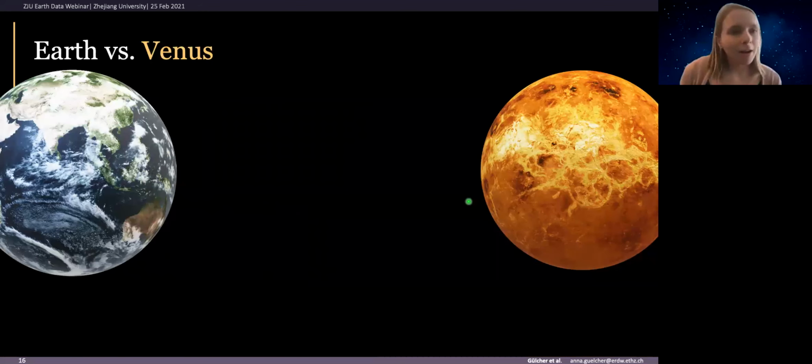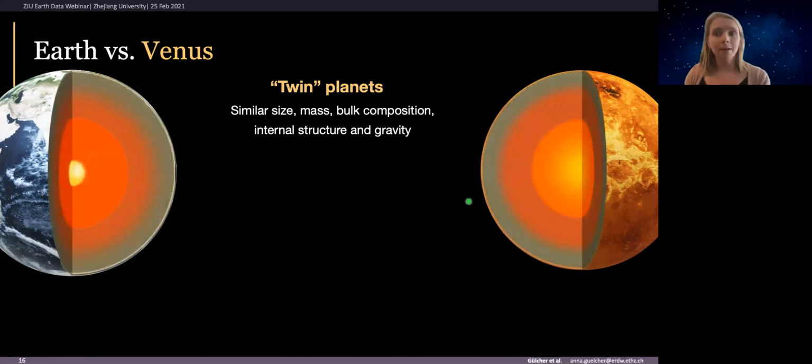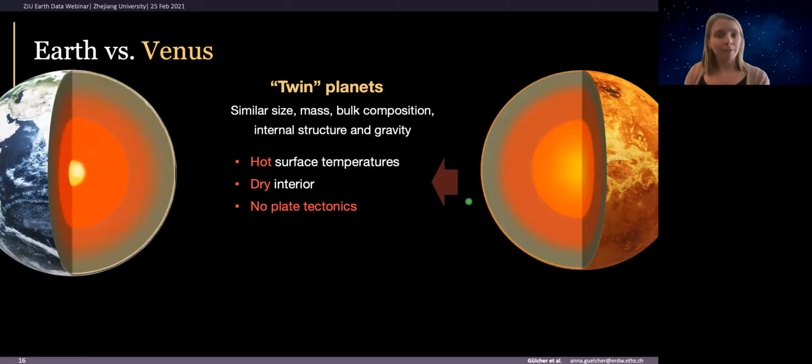So I will talk a little bit about what the data of these various missions revealed. And the first thing that they revealed is that in many ways, Earth and Venus are very similar. They are often called twin planets, since they have a similar size, a similar mass, a similar bulk composition, internal structure, and gravity values. Yet there are also profound differences between the two, of which I have listed a few here.